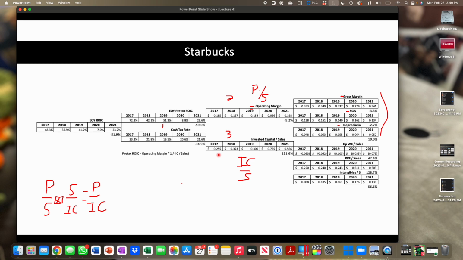Now that we've gone left to right, we summarize our connecting of the dots by going right to left. In summary, the drop in gross margin from 35.3 to 34.1 led to a drop in the operating margin from 18.5 to 16.8, coupled with a worsening of PP&E to sales from 22 to 50, which made invested capital to sales worse, from 25.5 to 56.6. Those two combined to primarily drive the pre-tax ROIC down from 72.3 to 29.6.